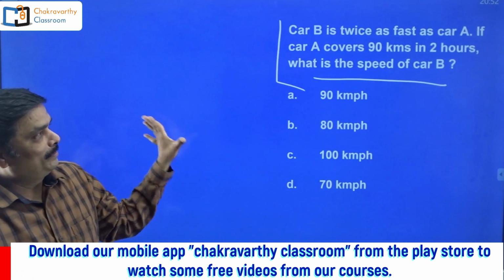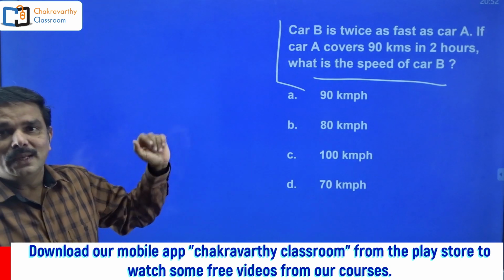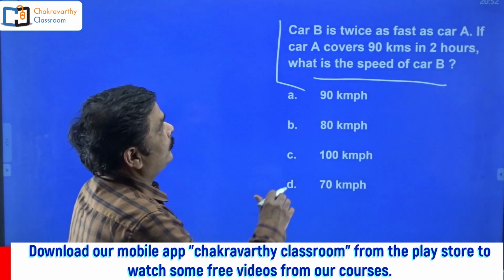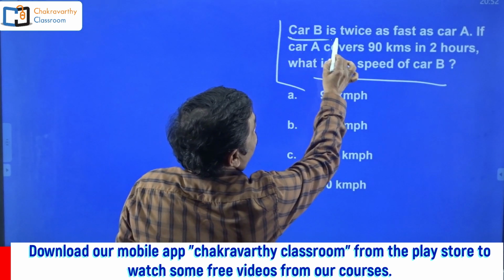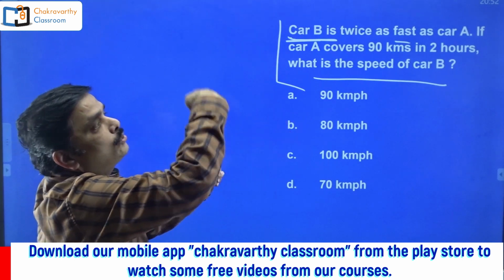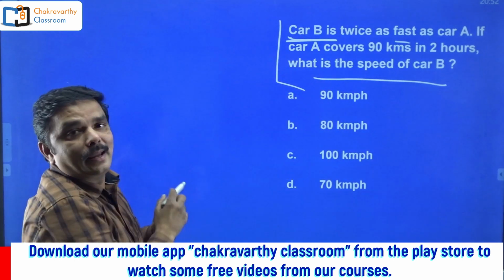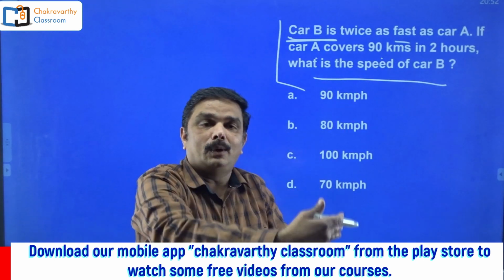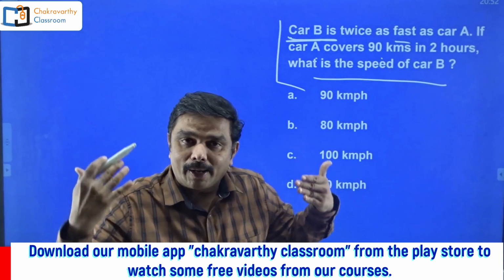How is that one? First, I'll tell you one method on paper, on the board of course. Then after that, without writing anything on the paper, we'll go for it. First here, the relationship between speeds of car B and car A is, car B is 2 times as fast as car A. First find out the speed of car A and double that one, you will get the speed of car B.